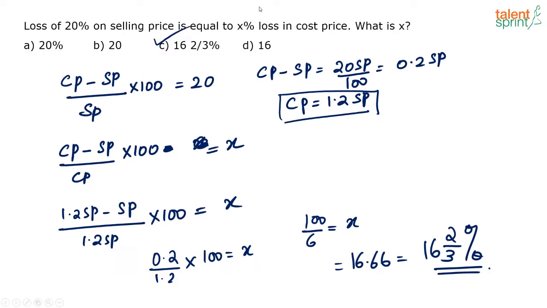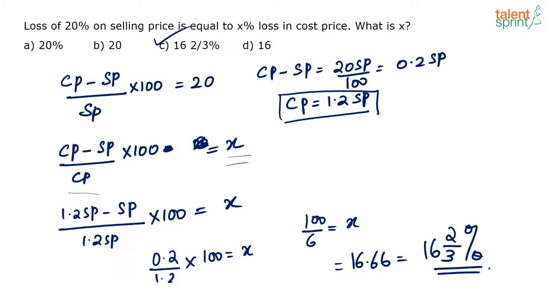Now let me just explain once again to those of you it is not clear what they have asked. See, loss of 20% on the selling price is equal to X percentage loss in the cost price. Basically, there is an item which has a particular cost price and a particular selling price. Now, for this item, when I am calculating the loss in terms of the selling price, I get a loss of 20%. For the same item with the same cost price and selling price, if I calculate the loss in terms of the cost price, the loss that I get is nothing but X percentage.